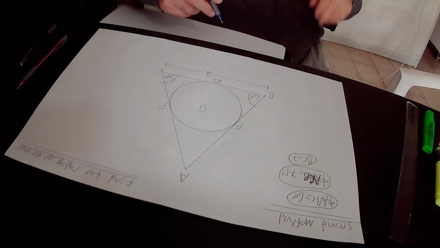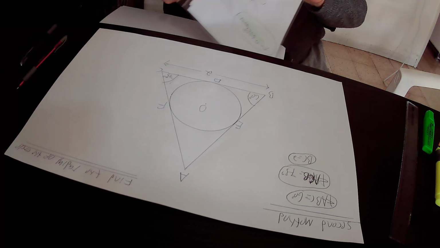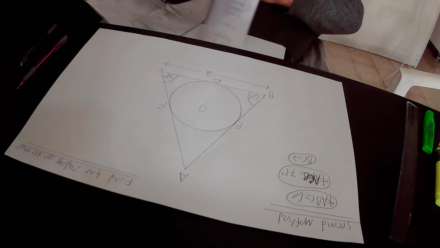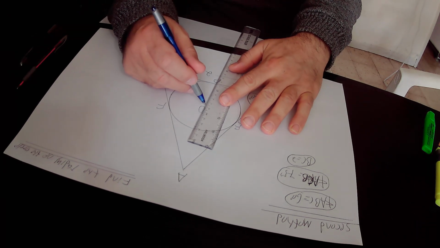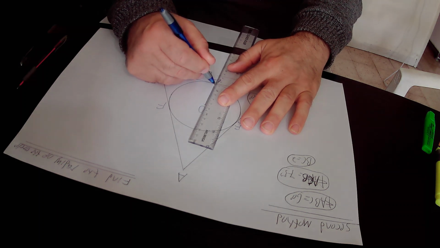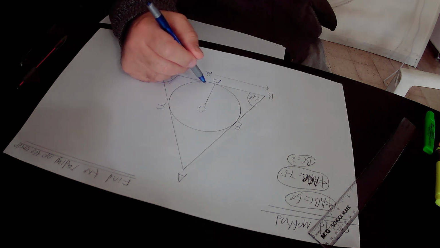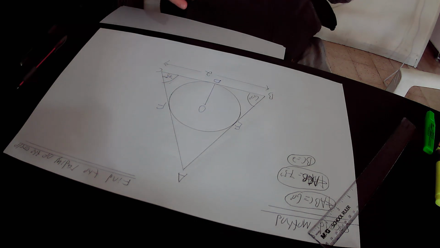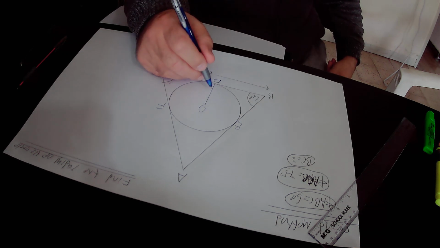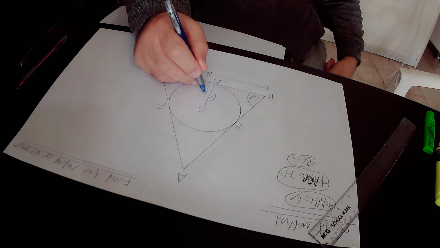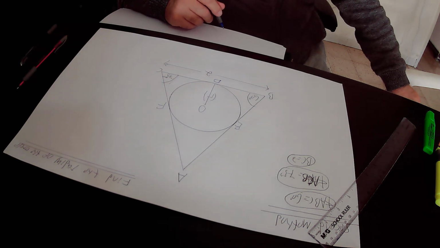In the next step, we will join points O and D together by a straight line. Point O is the center of the circle, point D is the point on the circle itself, therefore OD is the radius of this circle. So we define the radius of this circle as R, therefore OD equals R. We can implement here rule number 1.